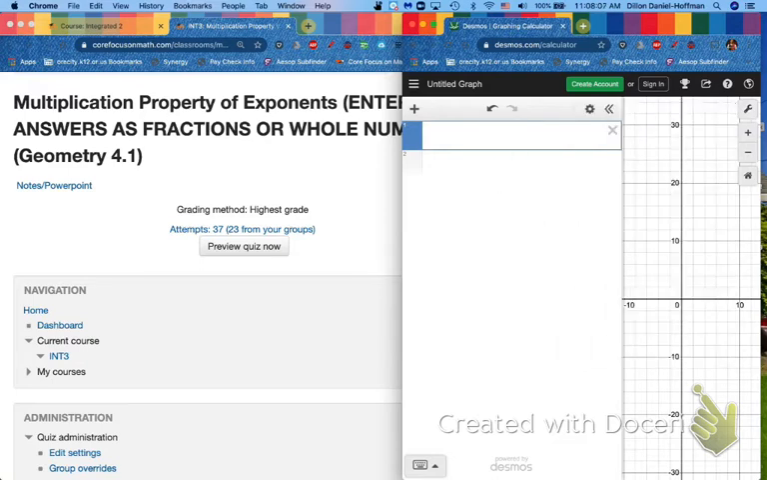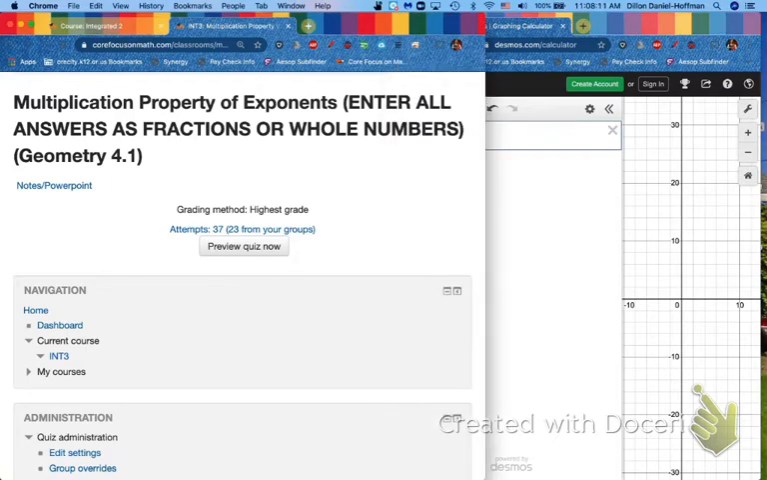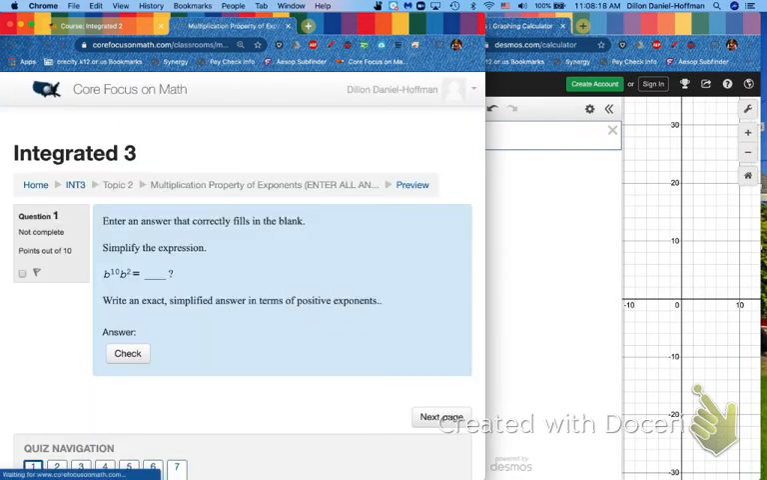We're all going to move on now to multiplication property of exponents, a much simpler assignment. And you are also going to notice that it says preview quiz now. So unlike the trigonometry one, I know it's not going to take me 116 days to finish an assignment.